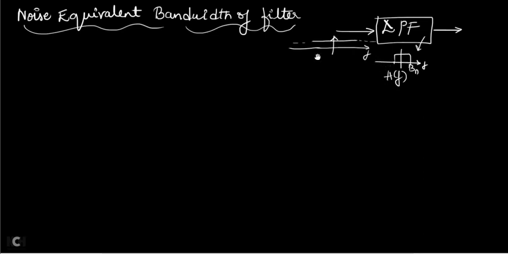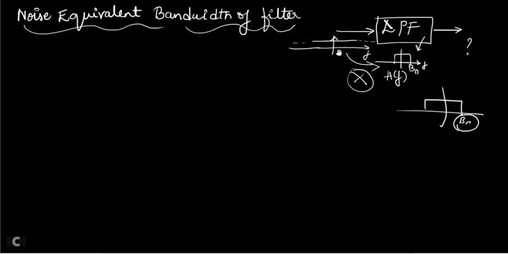Now if this type of noise is given as input to the low pass filter, and the filter has this type of frequency response with bandwidth Bn, then after multiplying these two in the frequency domain, what will be the output? The output will be like this. If you multiply this type of signal with this, you are going to get this, Bn. Now you need to find out what this Bn is. This Bn stands for noise equivalent bandwidth.